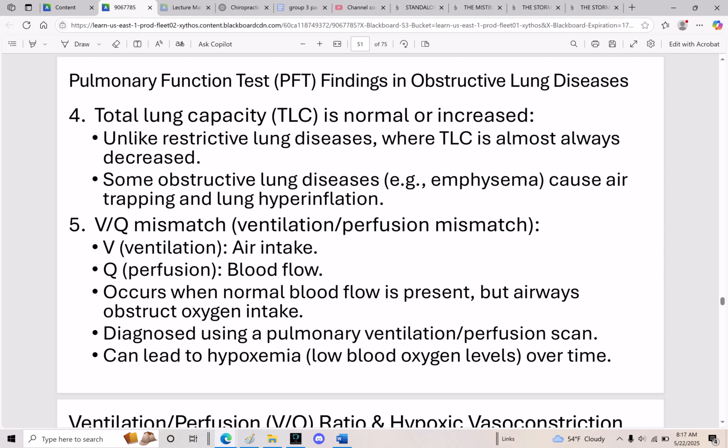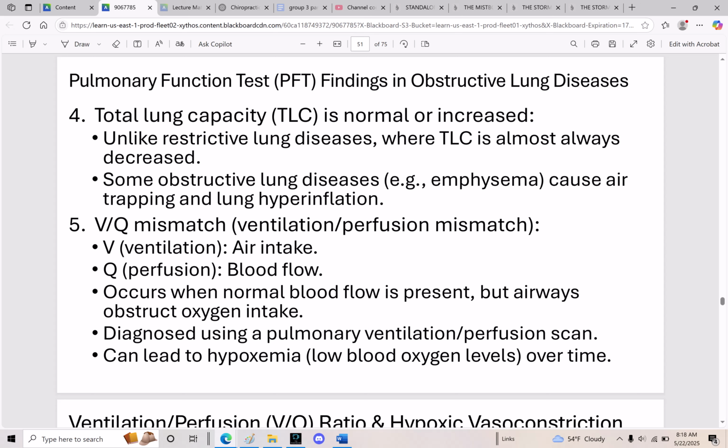You have air, but there's no blood, or you have blood, but there's no air. That's what the mismatch is. It occurs when normal blood flow is present, but the airway obstructs oxygen intake. It is diagnosed using the pulmonary ventilation perfusion scan, and it is basically going to lead to hypoxemia. Okay, so remember, what is hypoxemia? This is a term that is mostly confused with another term which sounds very similar. Remember, hypoxemia: emia means blood, right? Reduced amount of oxygen in the blood. What is the other term?